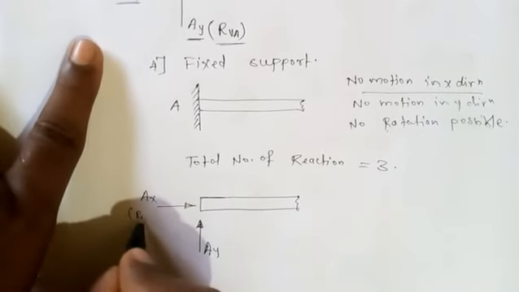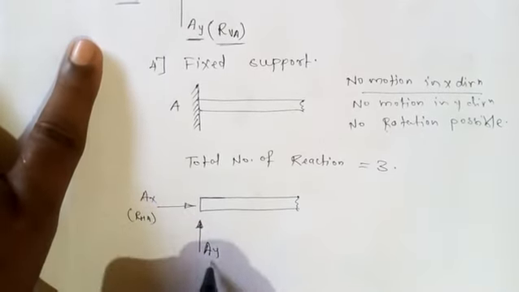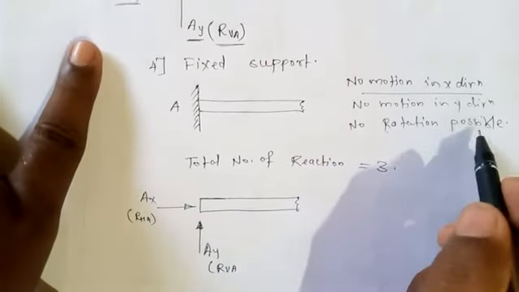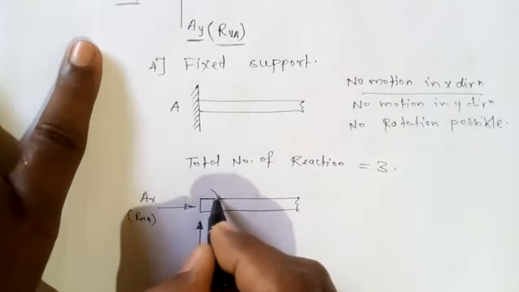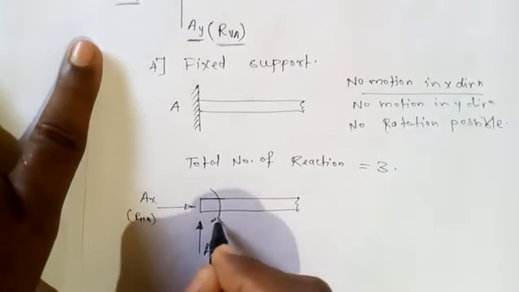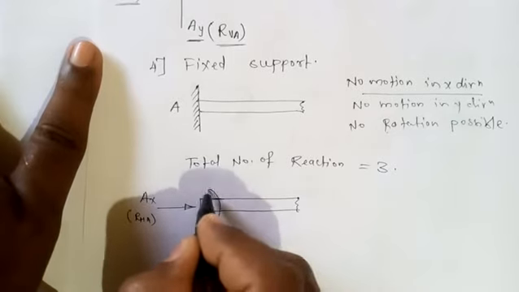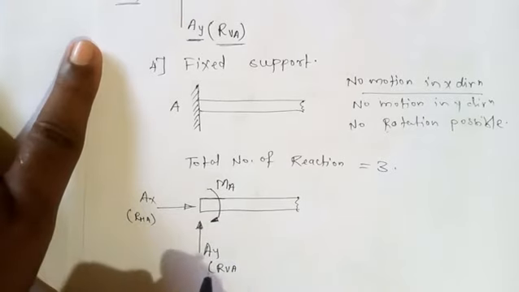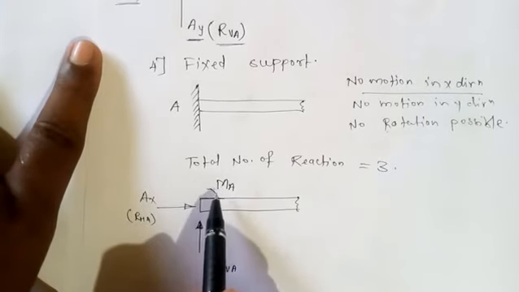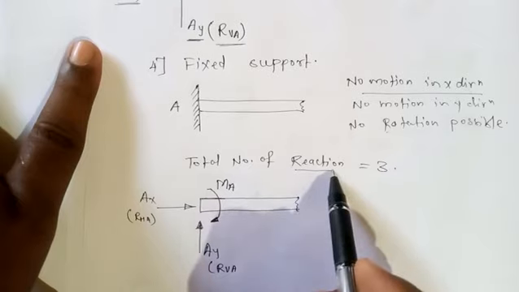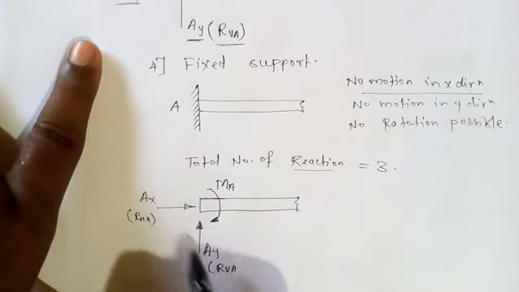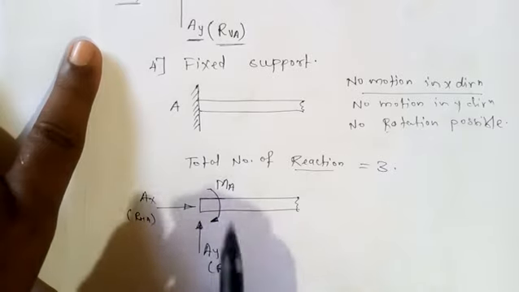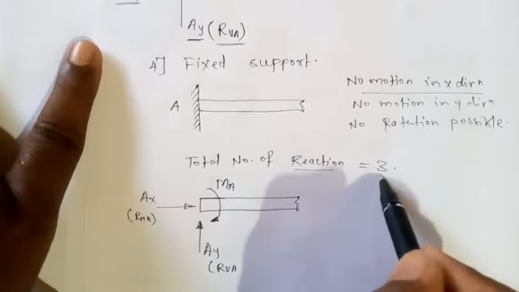The same is called RHA also. The AY is also called RVA, and when there is no rotation possible, then the third reaction is moment. The third reaction is moment, Ma. So total reactions are three: Ax, Ay plus moment. So out of these three reactions, two reactions are the forces and one reaction is the moment. So in this way, the fixed support is having total number of reactions as 3.